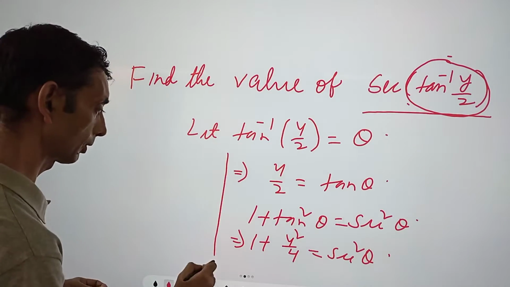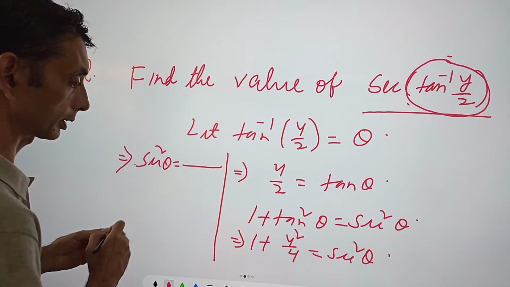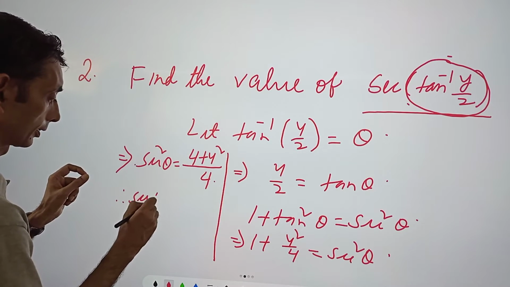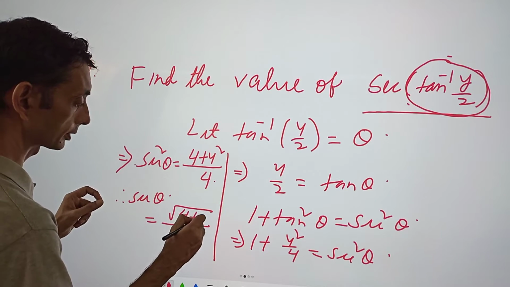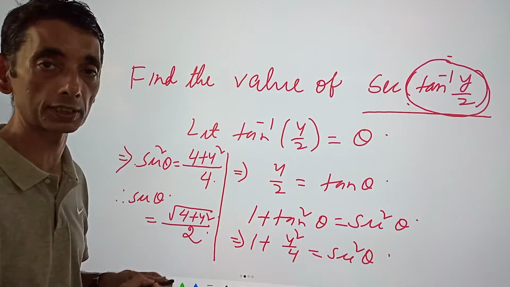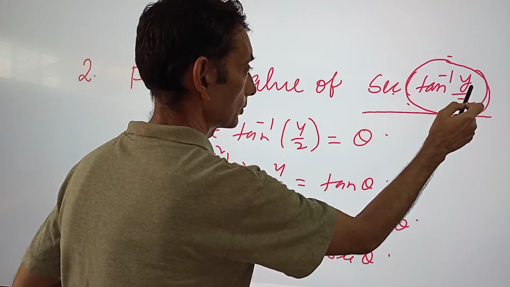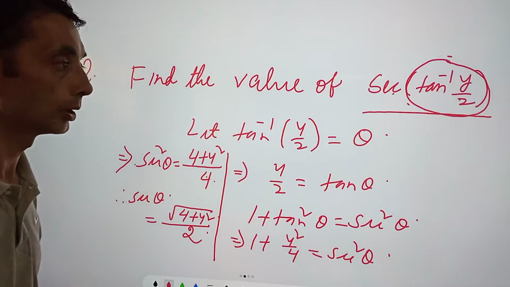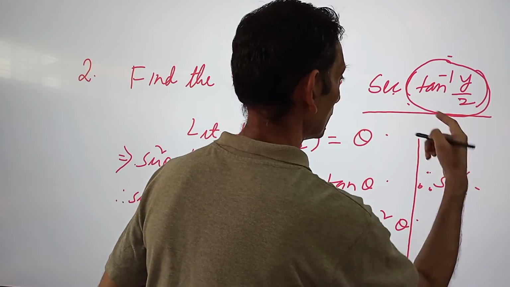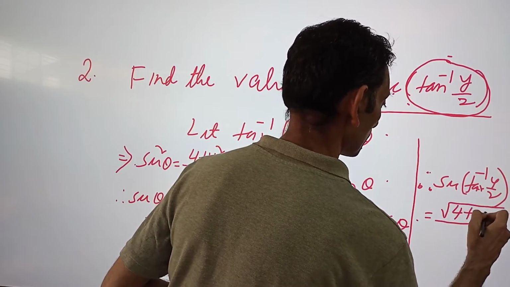Now from this we can get the value of sec square theta, that is sec square theta is equal to 4 plus y square by 4. Hence sec theta is equal to under root 4 plus y square by 2. If you take the square root, it is under root 4 plus y square, and square root of 4 is 2. So this is sec theta. But what you need to find is the value of sec tan inverse y by 2, and here theta is equal to tan inverse y by 2. So finally, sec tan inverse y by 2 is equal to under root 4 plus y square by 2.